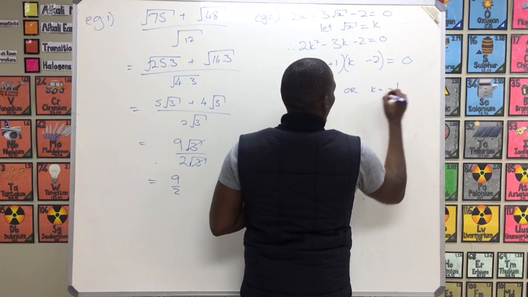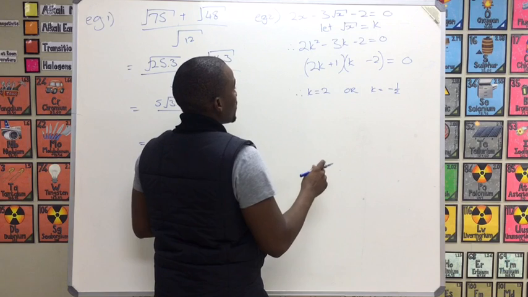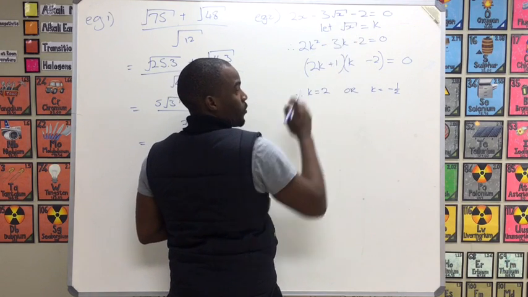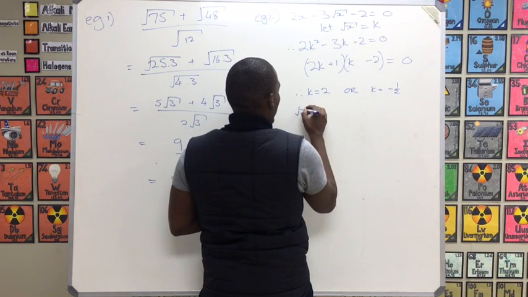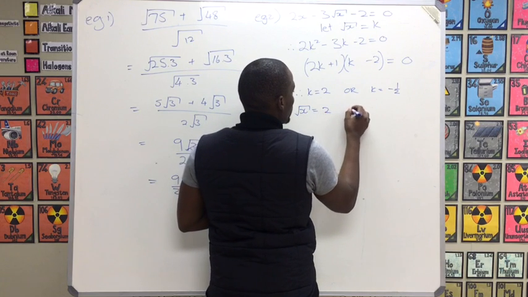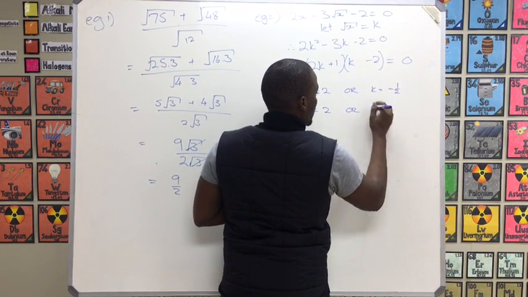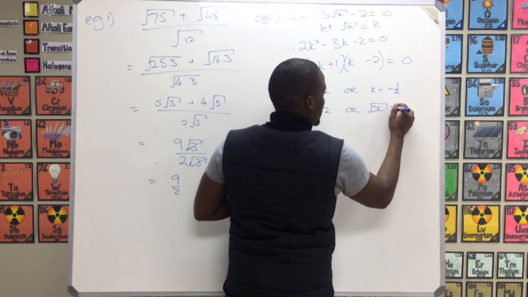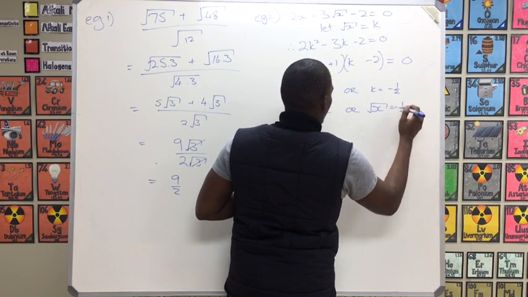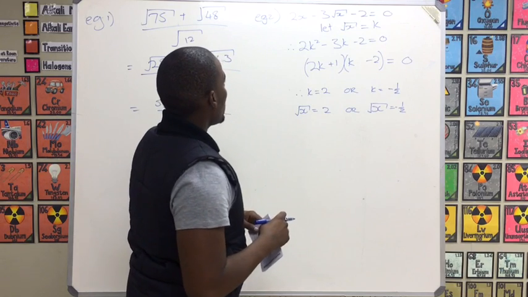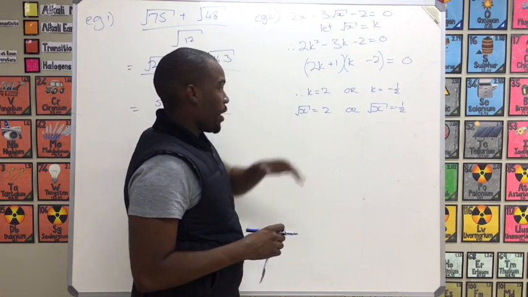Therefore we can put our answers: k is equal to 2 or k is equal to negative a half. Then what we can see, sub back our now root x, say the square root of x is equal to 2, or the square root of x is equal to negative a half. Yes? And then the whole thing is trying to solve for x.